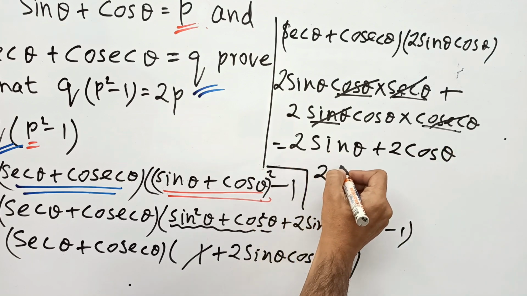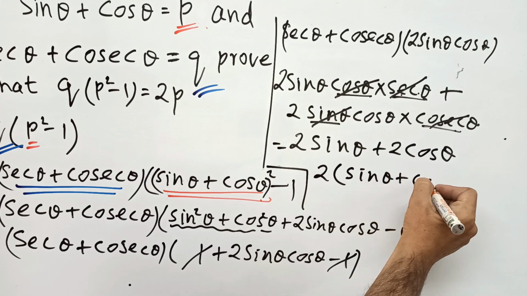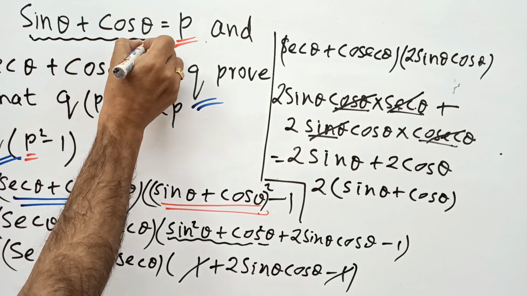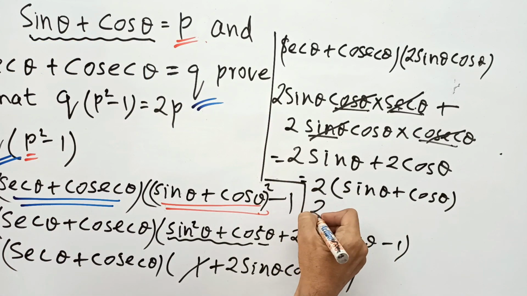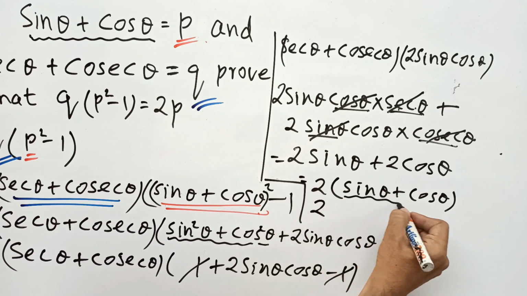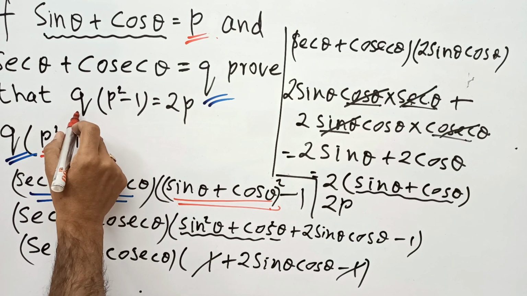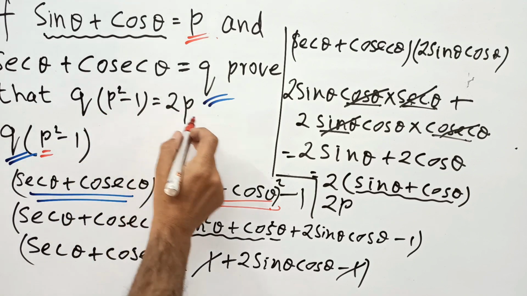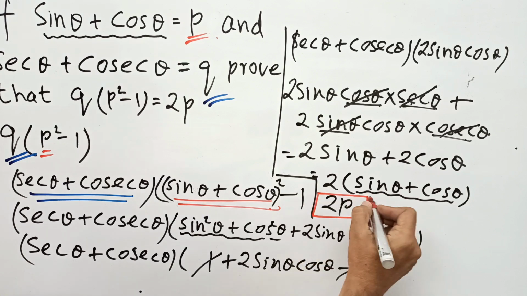We can take the 2 common in the brackets, sin theta plus cos theta. You can see in the question sin theta plus cos theta is given as P. So in place of sin theta plus cos theta, we can write 2 into P. That was asked in the question, to prove this one, Q into P square minus 1 is equal to 2P. So RHS becomes 2P, hence proved.